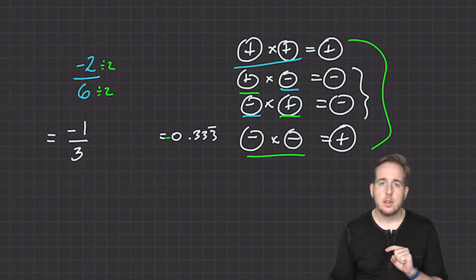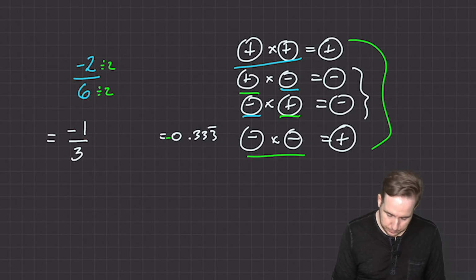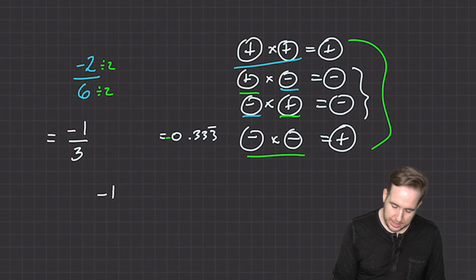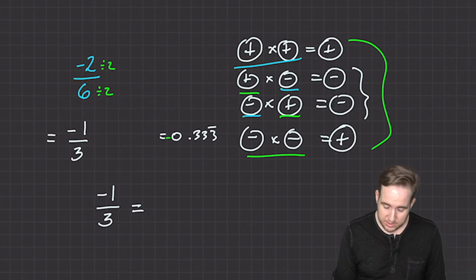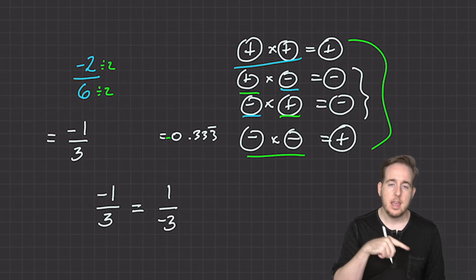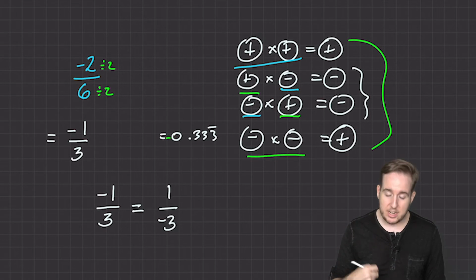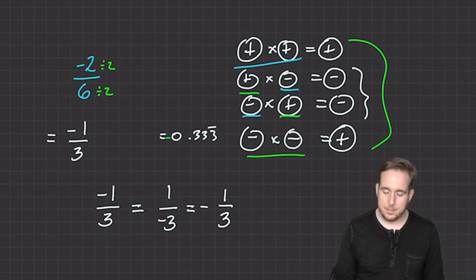But now the order won't matter because you will get the same answer whether you do -1 divided by 3, because that's 1 divided by 3 and a positive divided by a negative. That is the same answer as 1 divided by -3, because 1 divided by 3 is 0.333 and a positive divided by a negative is a negative. And that is the same as doing 1 divided by 3 and having that be a negative.